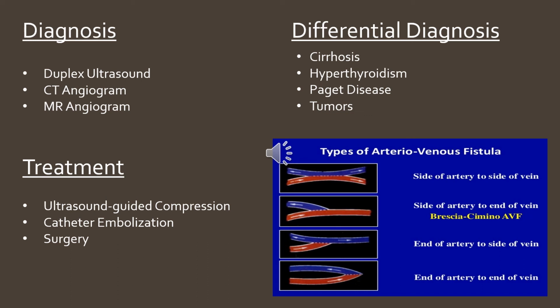hyperdynamic circulation, like an increased heart rate, increased cardiac output, and low peripheral resistance. Other differential diagnoses can include cirrhosis, hyperthyroidism, Paget disease of the bone, and occasionally very large, highly vascular tumors like sarcomas that should be considered.